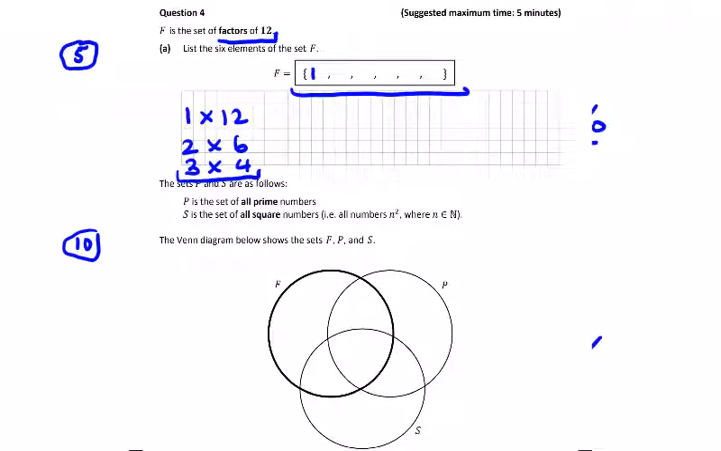Now, I'd like if you did it numerically. 1 by 12, 2 by 6, and 3 by 4. It just looks better. You don't have to, there's no bonus marks for it, but you know, you're well able. And then underneath for 10 marks, it was 5 for writing out the factors. You need to know what factors means. The sets P and S are as follows. P, set of all prime numbers.